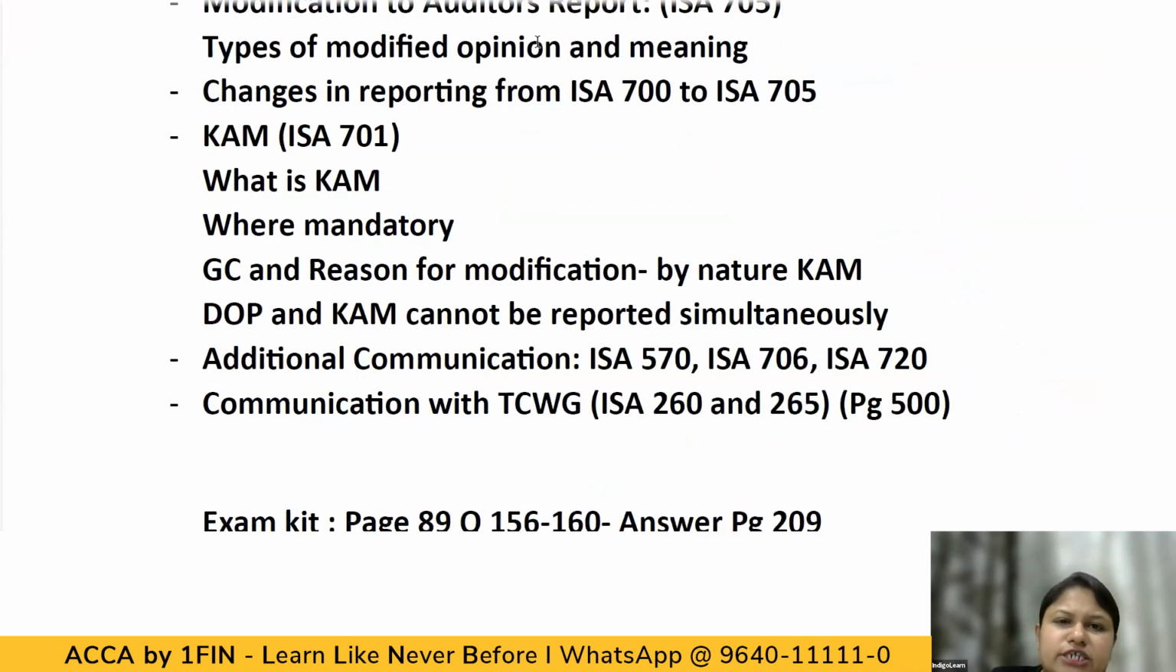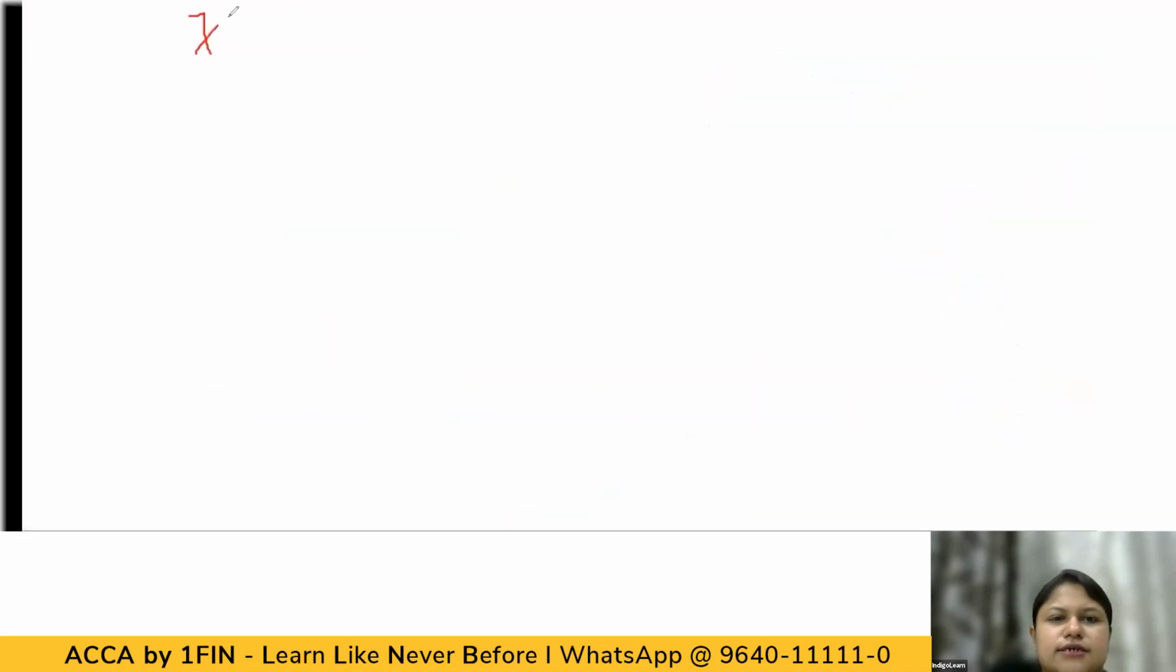Now, types of modification we have already understood. Okay, now what will be the changes in the reporting? Now, when you talk about audit reporting, what you studied in 700 and 705, the basic understanding would be, I'll do it through a proper show. One second, I'll just share the screen to understand better. Okay, 700, 705.